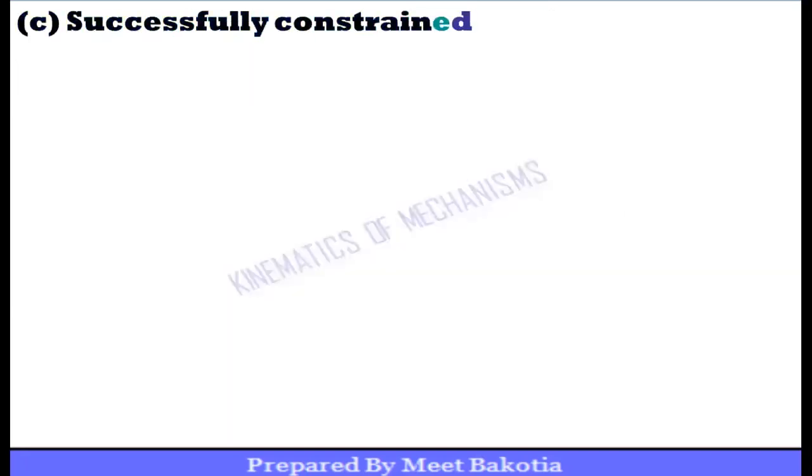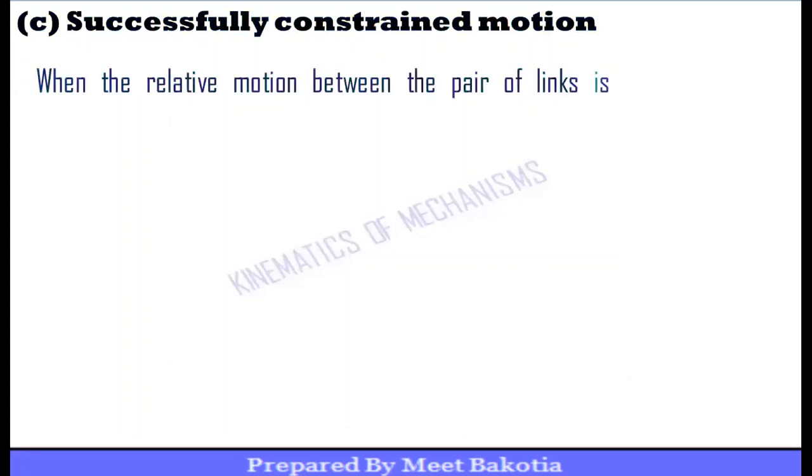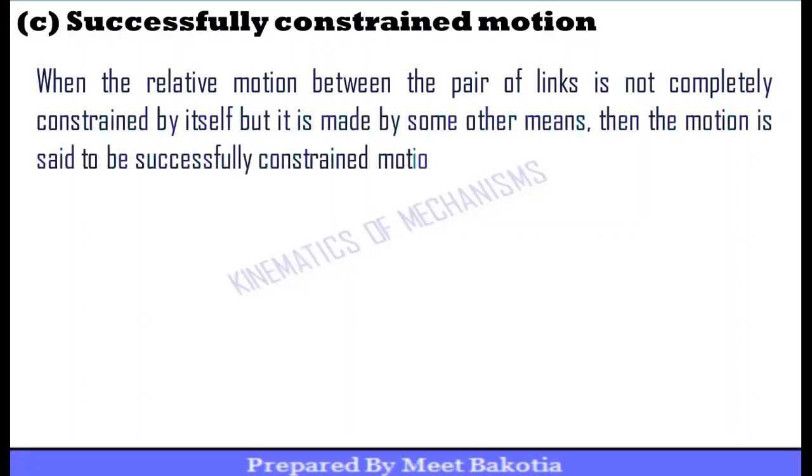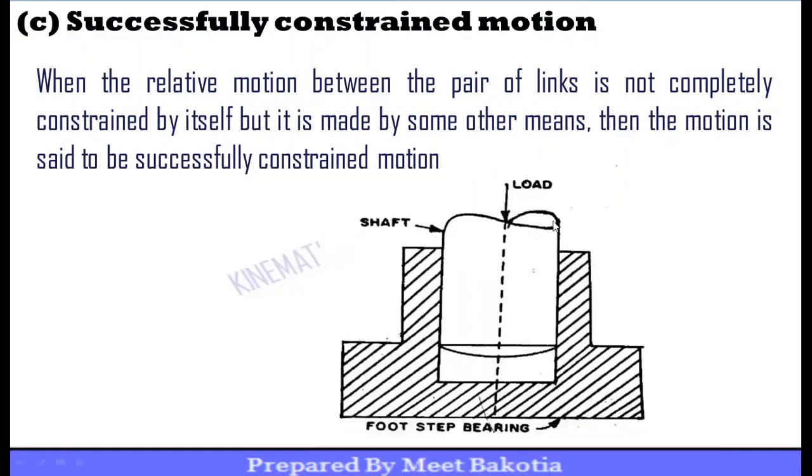Moving ahead, guys, successfully constrained motion. See, when the relative motion between the pair of links is not completely constrained by itself, but it is made so by some other means, then the motion is called successfully constrained motion. Let us see one example. See guys, if there is no force here, this is a shaft, let me call this link number 1, and this is the footstep bearing, let me call it link number 2.